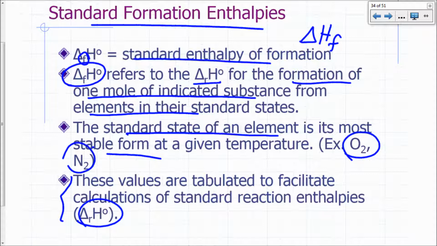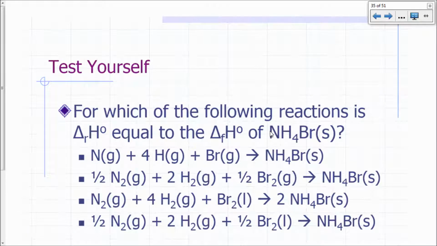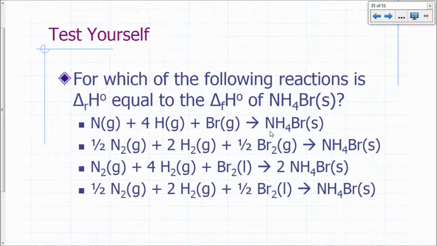And how are you going to do that? Well, before we show you how it's actually done, let's look at this one right here, to see if we get the definition of standard formation enthalpy down. For which of the following is the delta H of reaction equal to the delta H of formation of NH4Br, ammonium bromide solid? Is it A, B, C, or D?